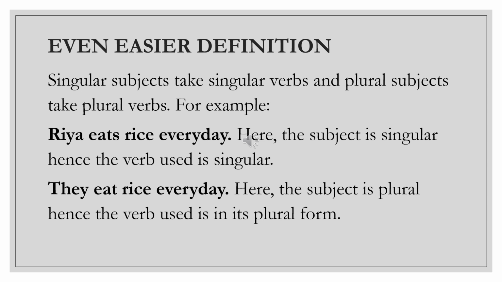A point to note here is that eat and eats, these are main verbs. Like eat is a main verb. So when we add s to a main verb, it becomes singular. Like eat is plural and eats is singular. If I take another example, Ria runs to school. Here runs is also singular and they run to school. Here run is plural.